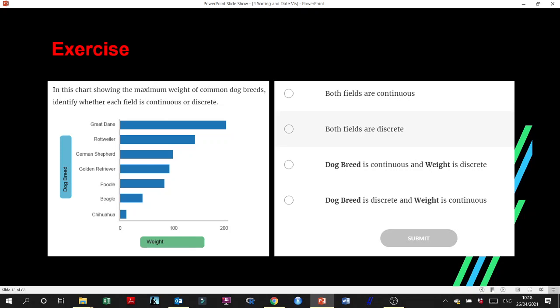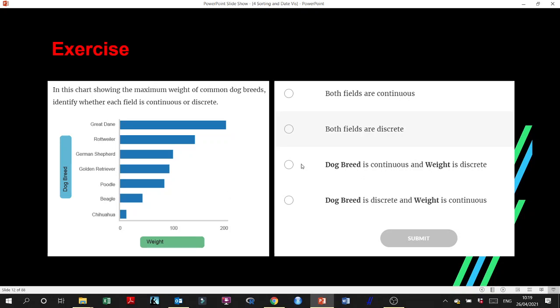All right, welcome back. So the question is, this is a chart showing the maximum weight of common dog breeds, and it's just asking you if both of these fields are continuous. Of course, both of them are not continuous. Basically, one of them is categories and another is values on an axis. One is in green, which is a measure, and one is in blue, which is a dimension.